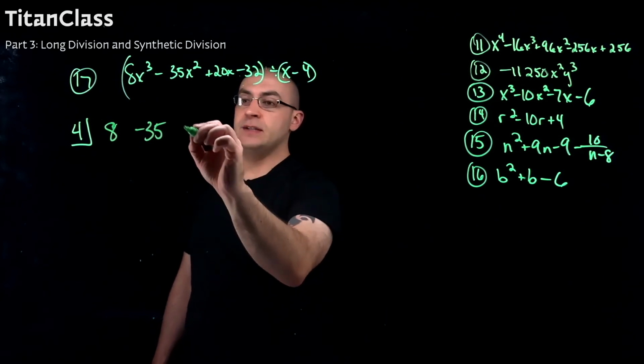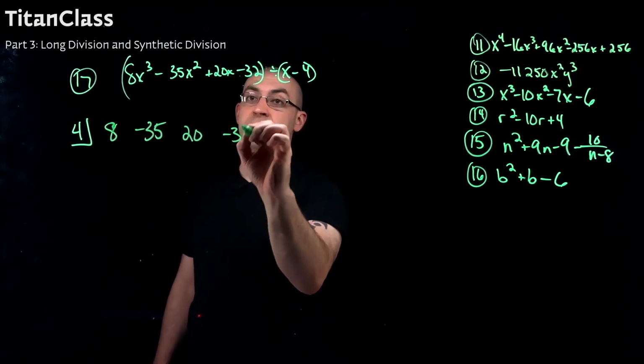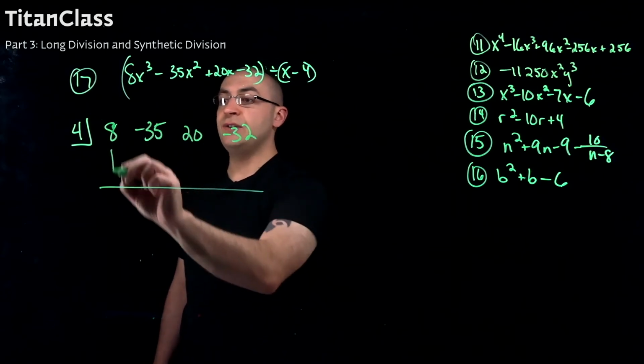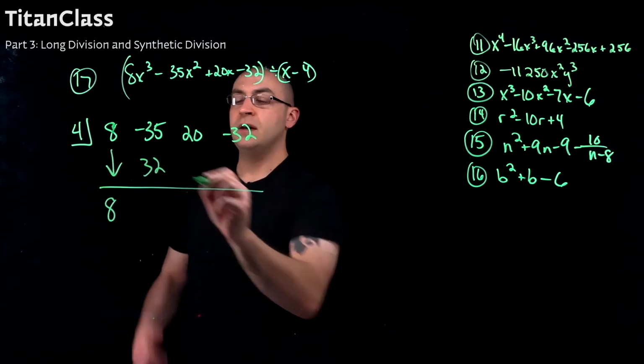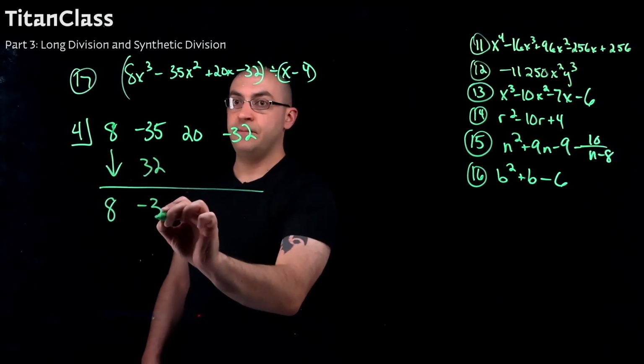The first exponent is a 20. And the last number, the constant, is a negative 32. Line underneath, drop the 8 down to start this process. 4 times 8 is 32. The difference is negative 3.